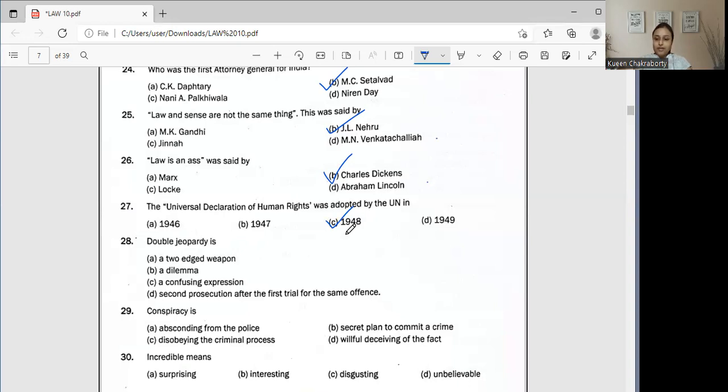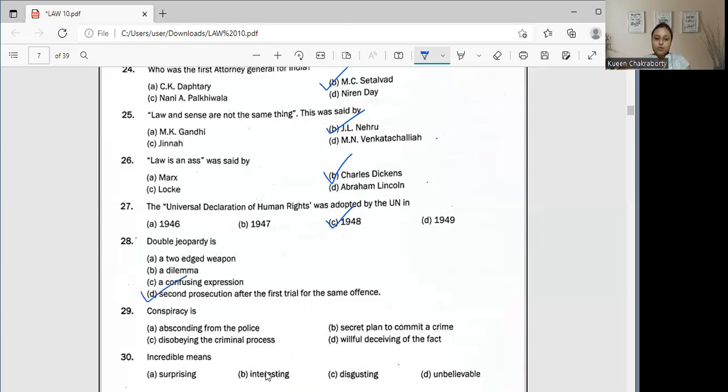Coming to question number 28. Double jeopardy is option A, a two-edged weapon, option B, a dilemma, option C, a confusing expression, option D, a second prosecution after the first trial for the same offense. If you have read about double jeopardy, or heard me talk about it in the previous videos, it's not a two-edged weapon, not a dilemma, not a confusing expression, but a second prosecution after the first trial for the same offense.